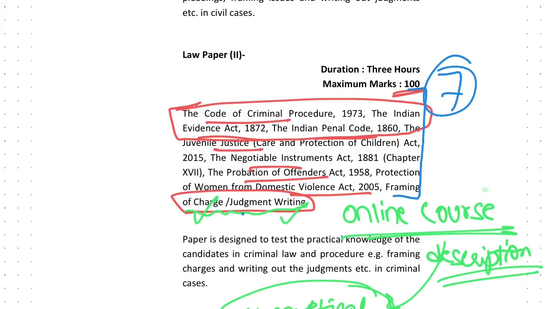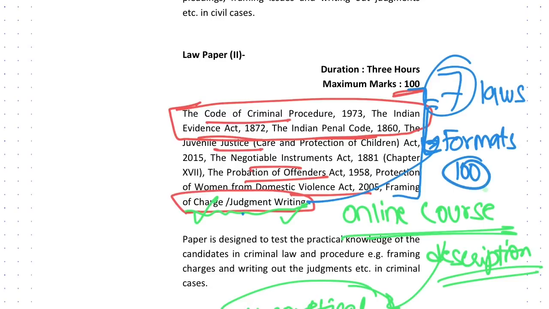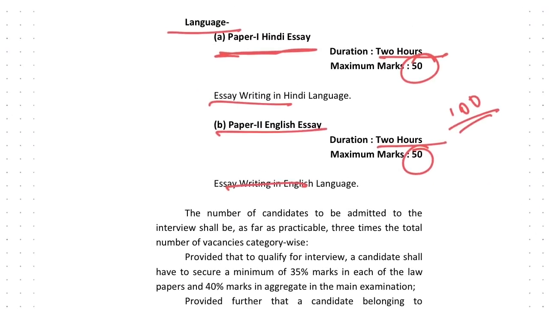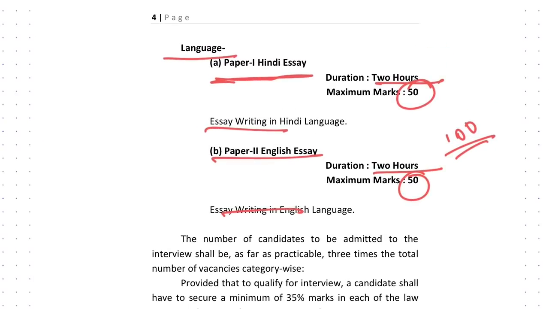So all of this is very mentally taxing. There is a lot that you have to cover over here. You have to cover 7 laws, plus you have to know the formalities of this kind of charge framing and judgment writing. So you need to know the formats, you need to know how to analyze case laws, you need to know how to write. So all of this together constitutes 100 marks. That's 7 laws and plus the formats, as opposed to the essays where you get 100 marks for writing essays.